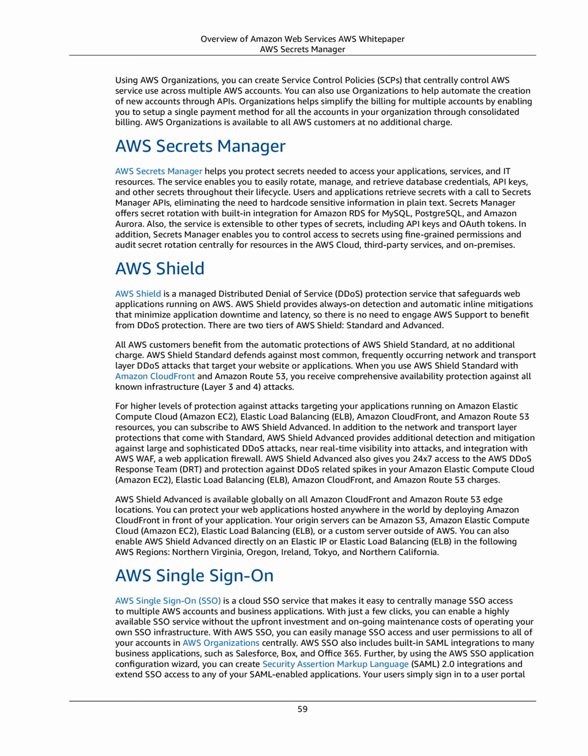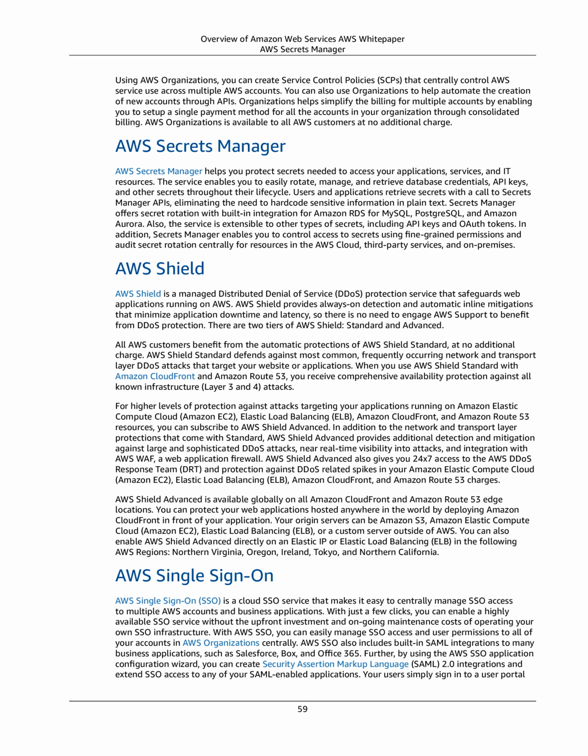AWS Shield. AWS Shield is a managed distributed denial of service, DDoS, protection service that safeguards web applications running on AWS. AWS Shield provides always-on detection and automatic inline mitigations to minimize application downtime and latency, so there is no need to engage AWS Support to benefit from DDoS protection. There are 2 tiers of AWS Shield, Standard and Advanced. All AWS customers benefit from the automatic protections of AWS Shield Standard, at no additional charge.